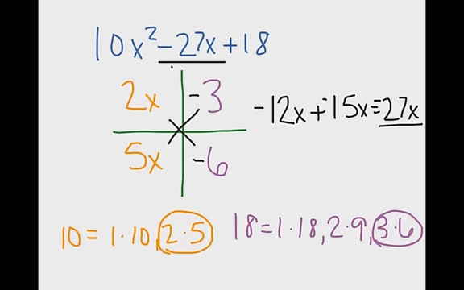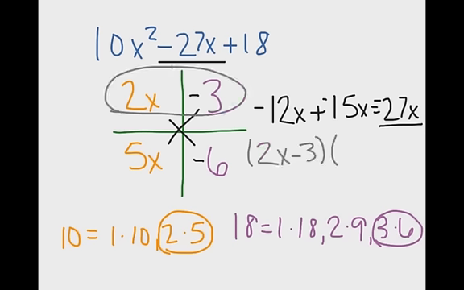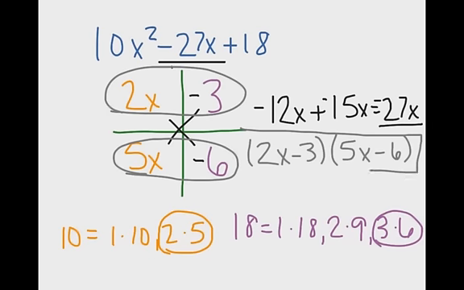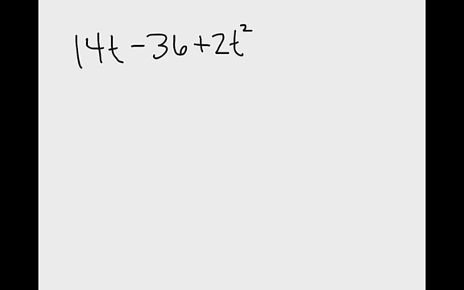Now to put it into our parentheses, remember we look at our rows, and we just take 2x minus 3, and then in the second one, we have our 5x minus 6. And once again, you could FOIL your answer to check to see if you get the one that we started with. Alright, so let's try another example.